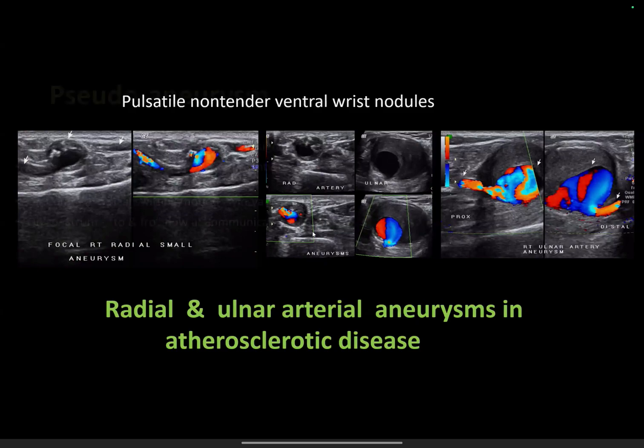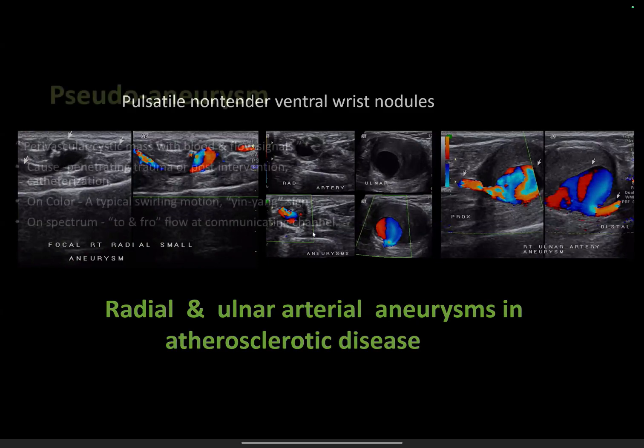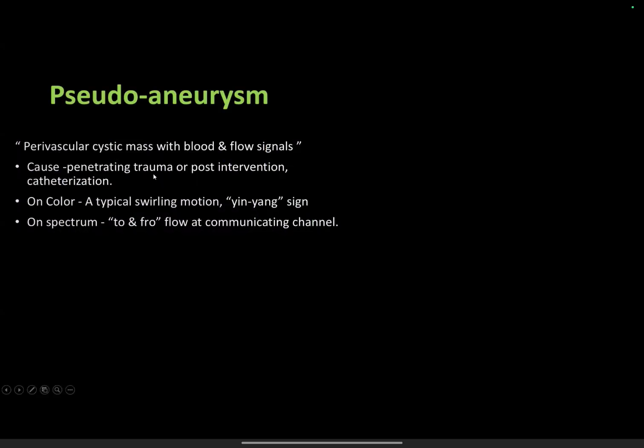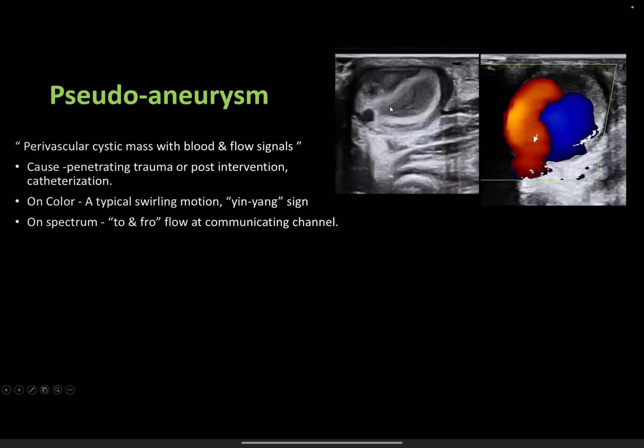Pseudoaneurysm is basically a false aneurysm as a result of a perivascular cystic mass with blood flow and signals. Most common cause is penetrating trauma or post-intervention. On color, we can see swirling motion within the cystic mass with the yin-yang sign on color. And on spectrum, we can see to-and-fro flow, that is to-and-fro reversal in the diastole flow at the communicating channel. This is a case with ulnar artery trauma.